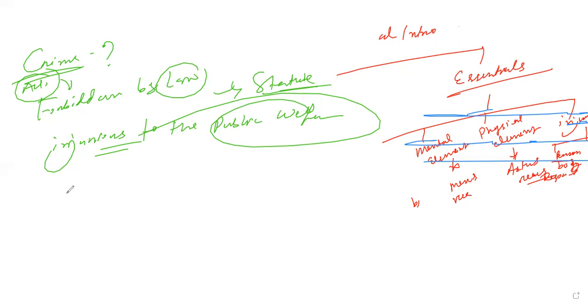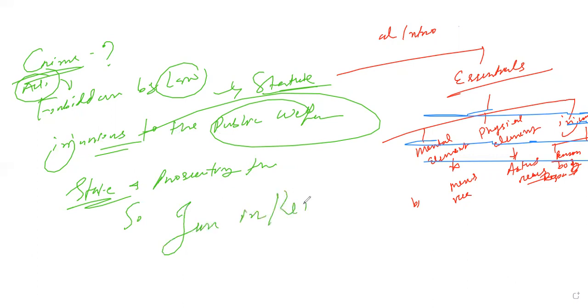Now, as we know, the state takes the responsibility of prosecuting the criminals. So crimes affect the society at large. That's why it is called jus in rem. We know the term, right? Very well aware of that term.